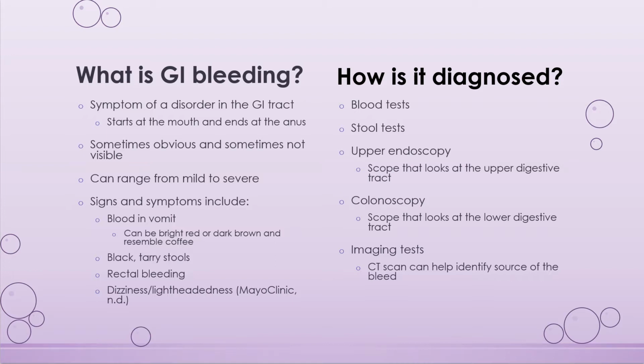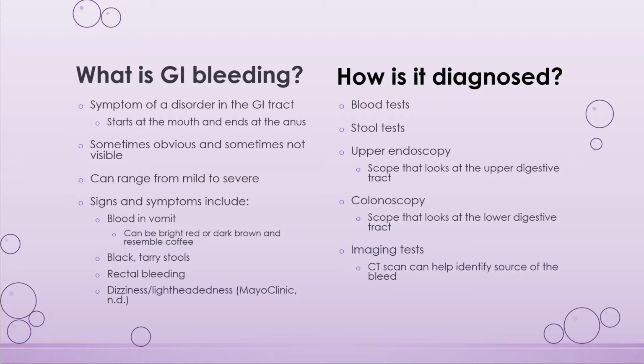Sometimes GI bleeding is obvious and sometimes it's not visible. It can range from mild to severe, and some signs and symptoms to look out for include blood in vomit, and this can be either bright red or dark brown and black and kind of resemble coffee. Black tarry stools. Sometimes there's rectal bleeding, or you can have dizziness, lightheadedness.